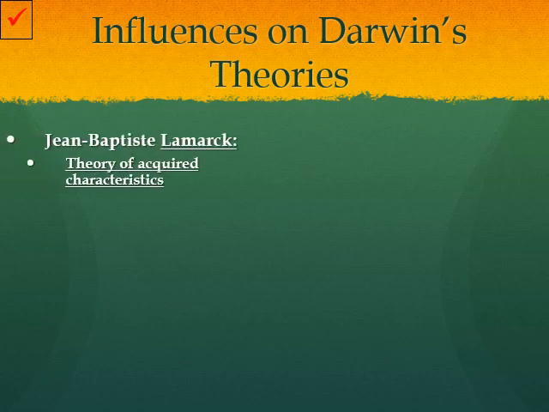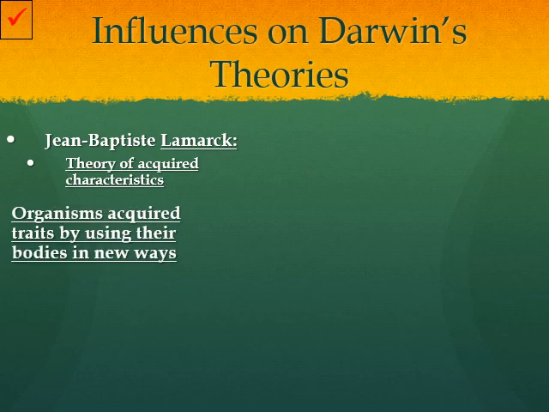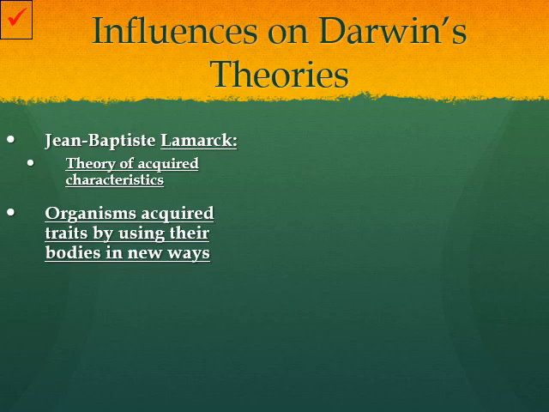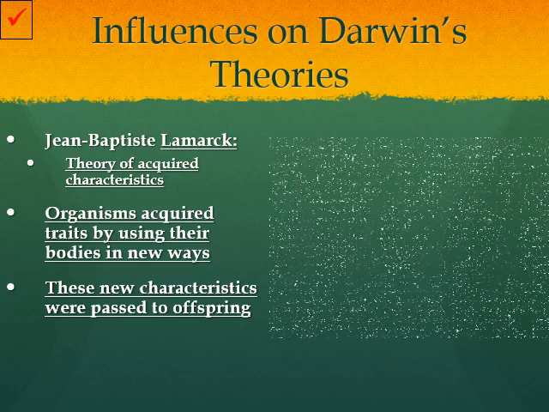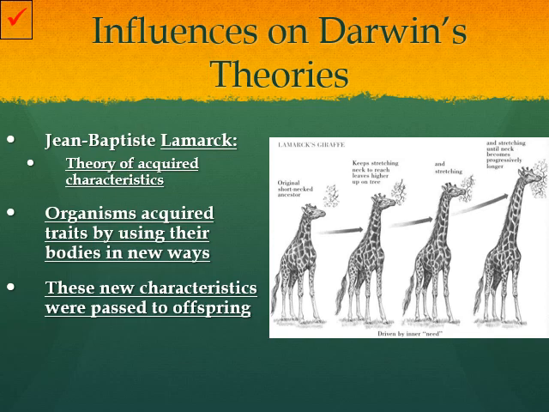The next individual was Jean-Baptiste Lamarck, and Lamarck had his theory of acquired characteristics, which stated that organisms acquired traits by using their bodies in new ways, or having certain things happen to them. And these new characteristics were then passed on to the offspring. So, for example, he says that maybe back in the day, giraffes had a very short neck, and over time, they kept stretching their neck out longer and longer. Kind of like a Disney theory of evolution, if you will. It's like, if you try really, really hard, you can evolve. Unfortunately, that's not quite the case.